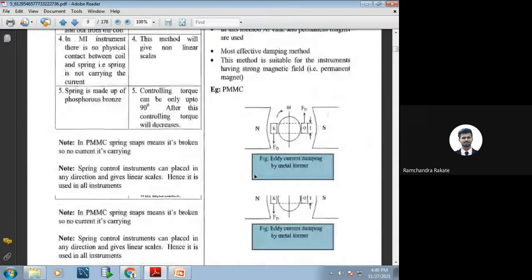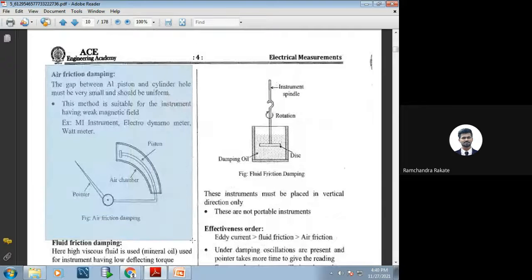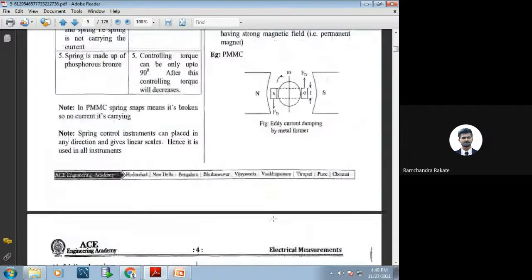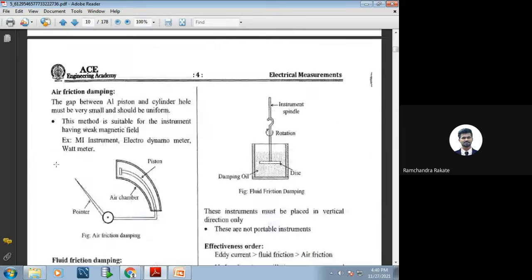Apart from these eddy current damping, one more that we have is air friction damping. As we discussed, we have the aluminum vane and the permanent magnet. In the same case, in air friction damping, the gap between the aluminum piston, so this is my piston, and the cylindrical hole must be very small and should be uniform.